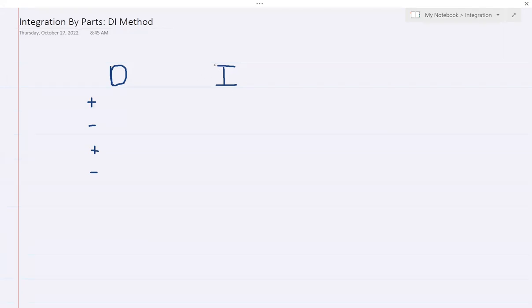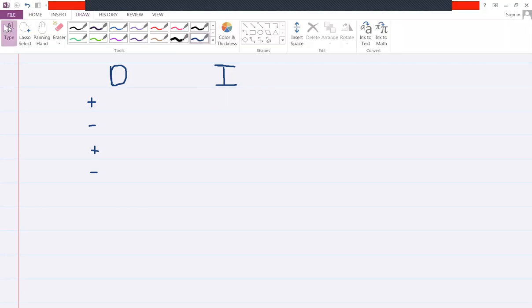Now for your I, on the other hand, I stands for integration or integral. So you're going to integrate a specific function. And unlike the D column, there are no alternating signs in this column. So why not try the examples. First, let's discuss the cases, then apply it to the example.